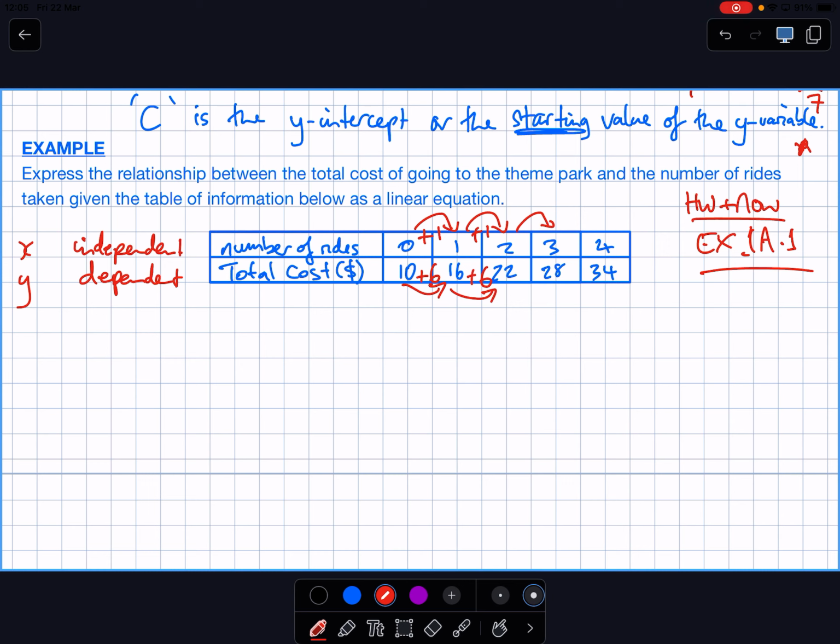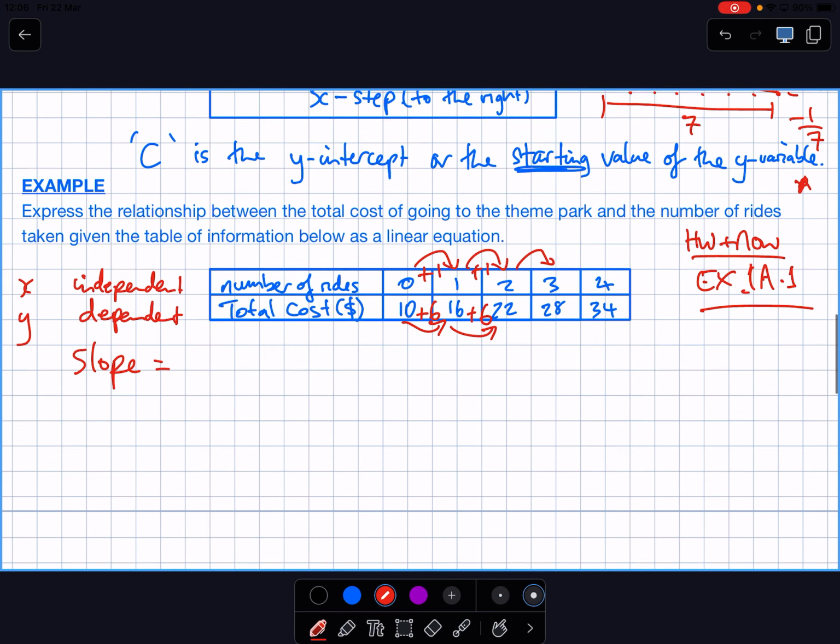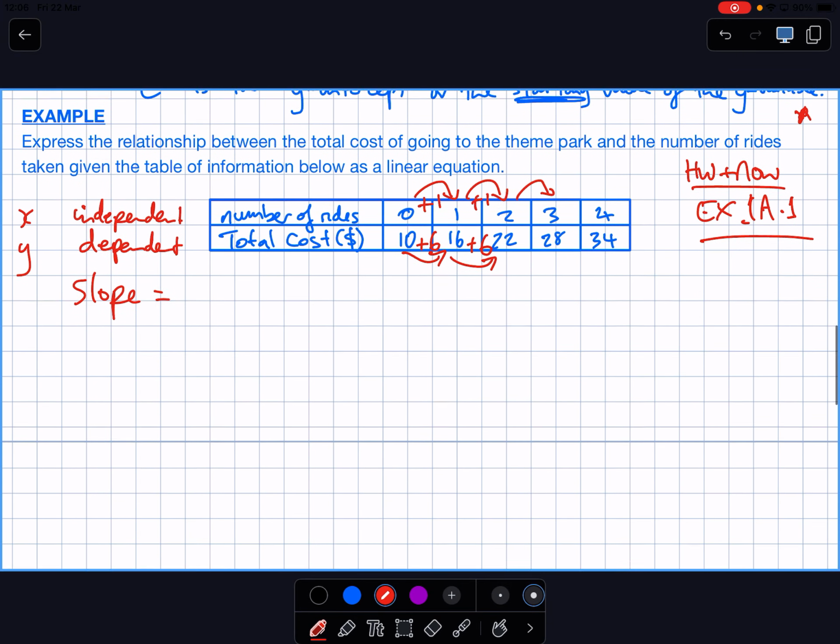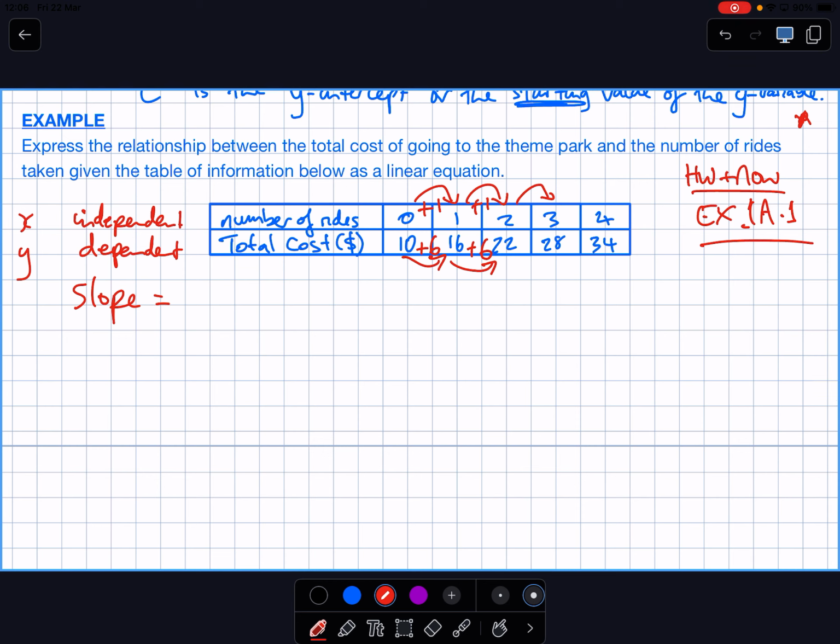So now we can work out the slope. Slope is the change in y. Just confirm it there. The y step, up or down. Is it going up? Is the y going up here? Positive. So the slope is going to be 6 over, how far is it going across? 1. So the slope is going to be 6.